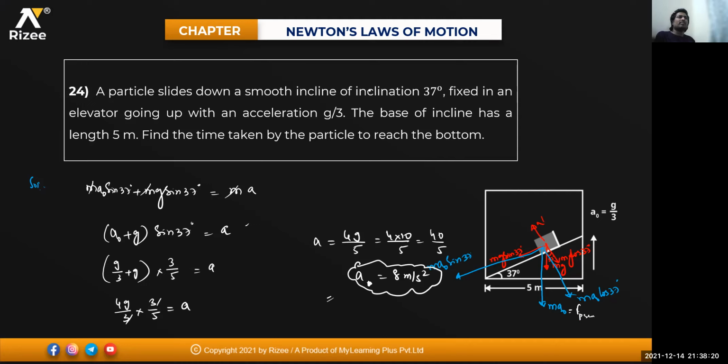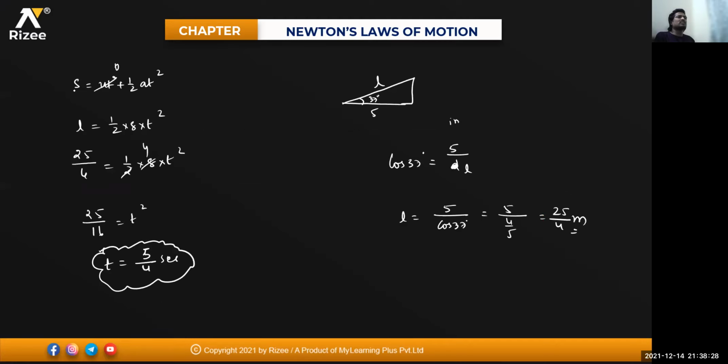A particle slides down a smooth inclined plane fixed in an elevator going up with an acceleration g. That means the initial velocity will be 0. So what kinematic equation can I use here? S is equal to ut plus half a t square. Initial velocity is 0, so distance will be equal to L, half into acceleration 8 into t square. Cos 37 is 5 by L, so L is 25 by 4. Simplifying and substituting, we get the answer as 5 by 4 seconds. Clear?